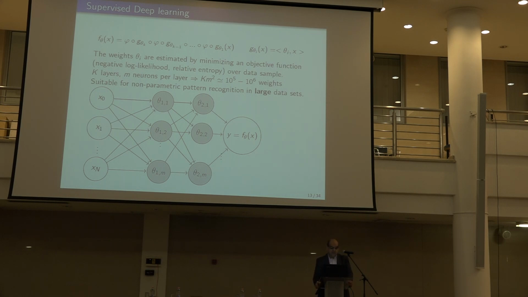So this means that if you have k layers and m neurons per layer, you have k m squared weights, which can quickly increase. For example, if you have 100 layers, 100 neurons per layer, then you get something like 1,000,000 weights. So this is the number of parameters that you need to estimate or learn. And the idea in this literature is to learn the weights by minimizing some loss function.